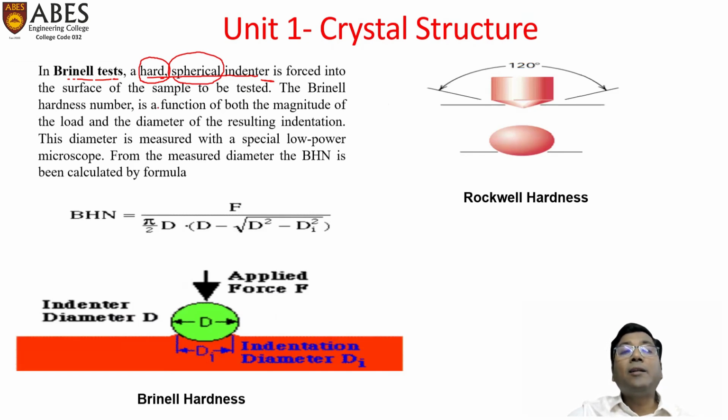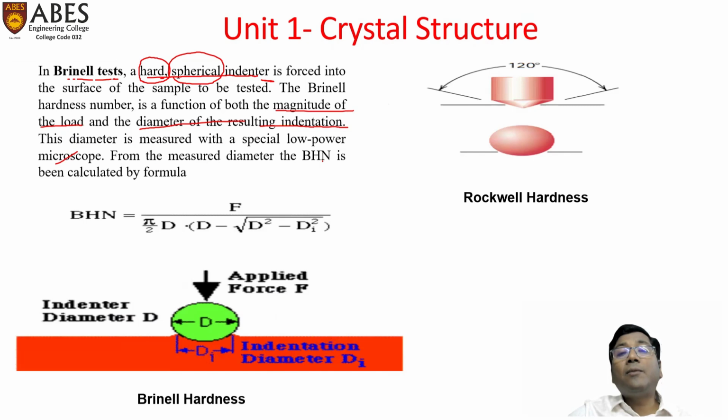The Brinell hardness number is a function of both the magnitude of the load and the diameter of the resulting indentation. So the size of the indentation matters, and also how much load is being applied. This diameter is measured with a special low power microscope, especially designed for measuring the Brinell indentation.